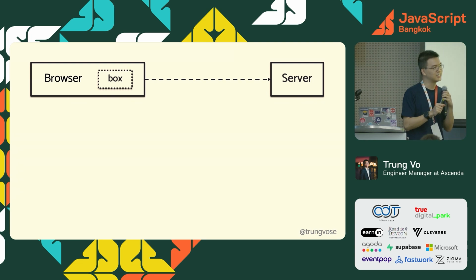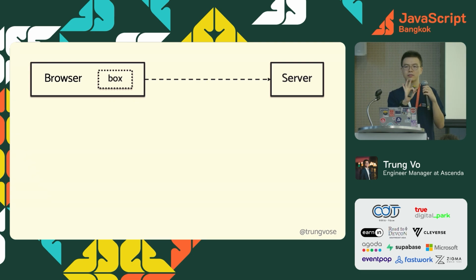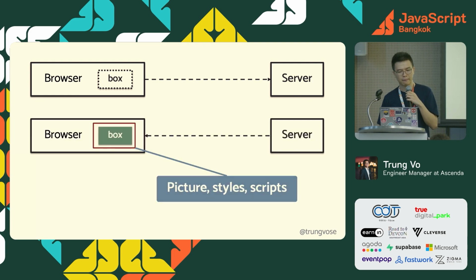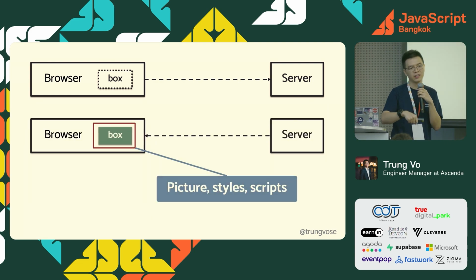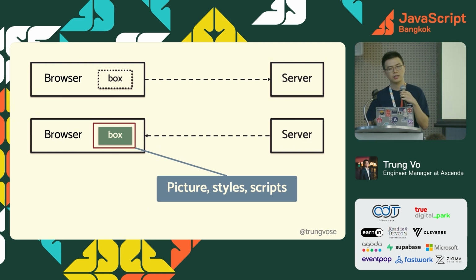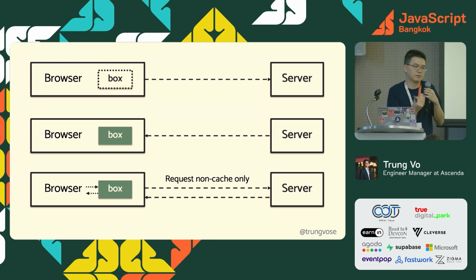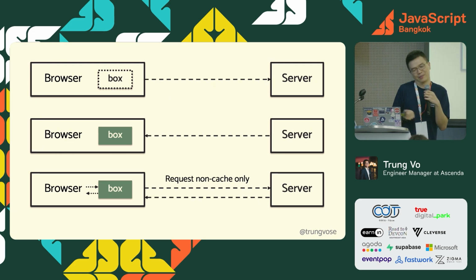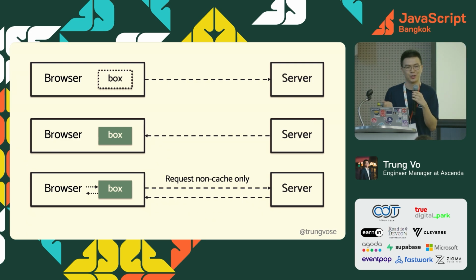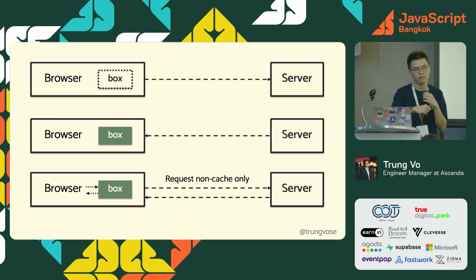Think about cache as a box in the browser. When you visit the first time, there's nothing in the box, nothing at all. But the next time you visit, because the browser tried to save something in the box the first time, it will look in the box first. If it has some stuff, it should return from the box. Why would you want this? Obviously, it saves time and data. It only requests the non-cached version from the server instead of asking the server all the time.